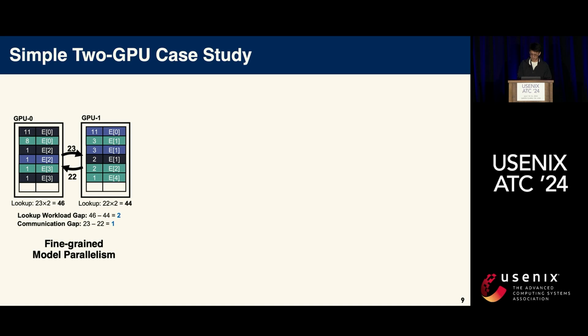So let's try a fine-grained model parallelism approach by placing the embedding row by row. And this fine-grained model parallelism greatly reduces the lookup workload and the communication imbalance, narrowing the gap between the 2 GPUs to just 1. While this fine-grained model parallelism performs well, can we do even better? The answer is yes, since there's still some available space on the GPUs.